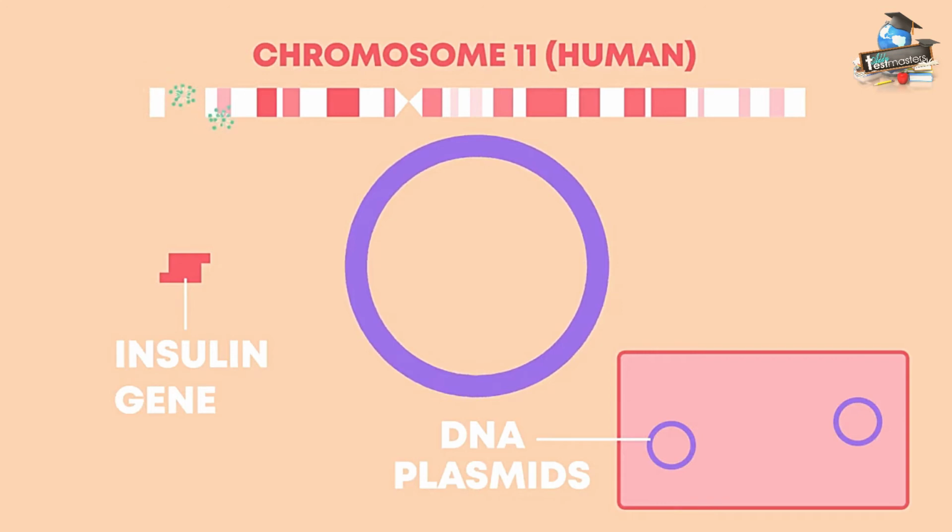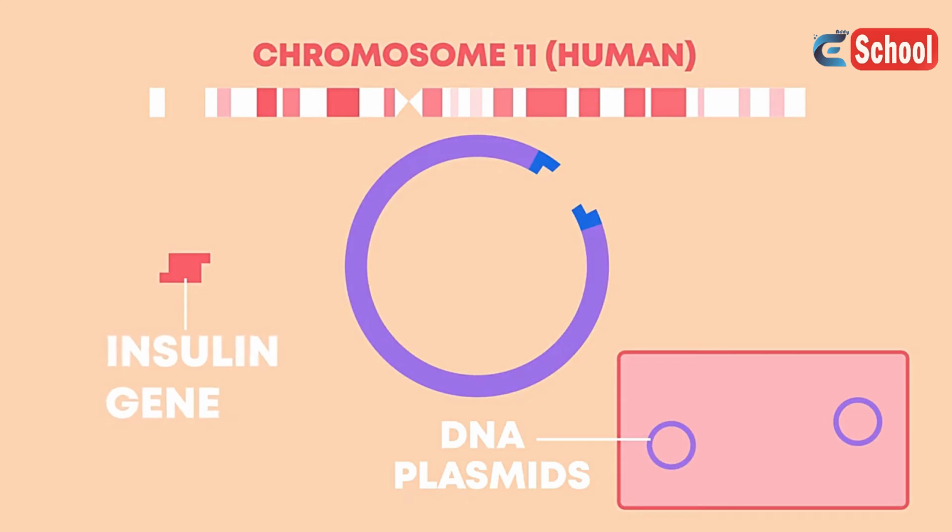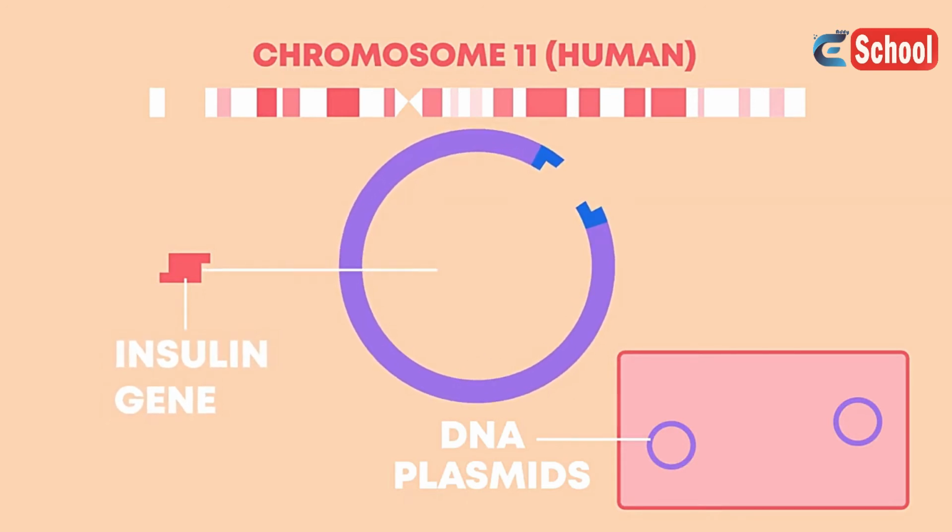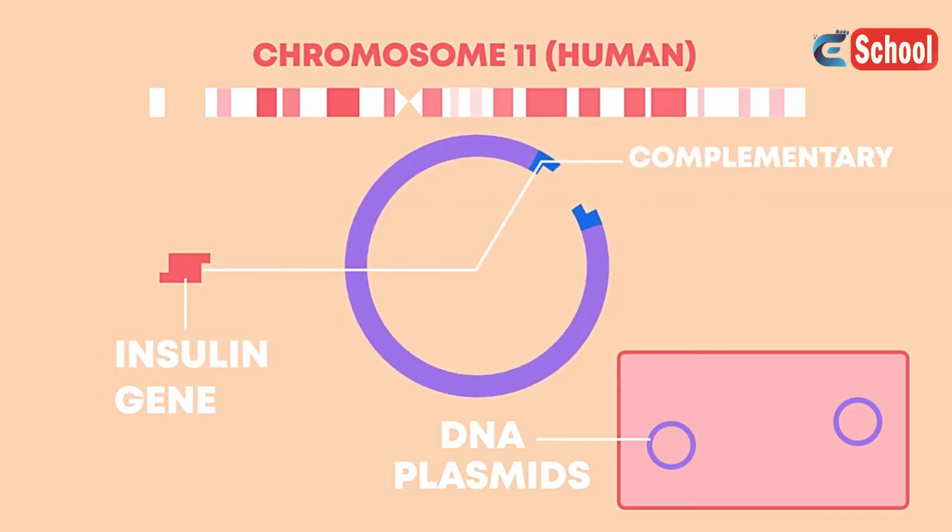The plasmid is cut open using the same restriction enzymes that were used to cut the insulin gene from the human chromosome. The restriction enzymes leave sticky ends, where one of the two DNA strands is slightly longer than the other. Because the same restriction enzyme was used to cut both the human DNA and the bacterial plasmid, the sticky ends are complementary and will allow for joining using complementary base pairing.